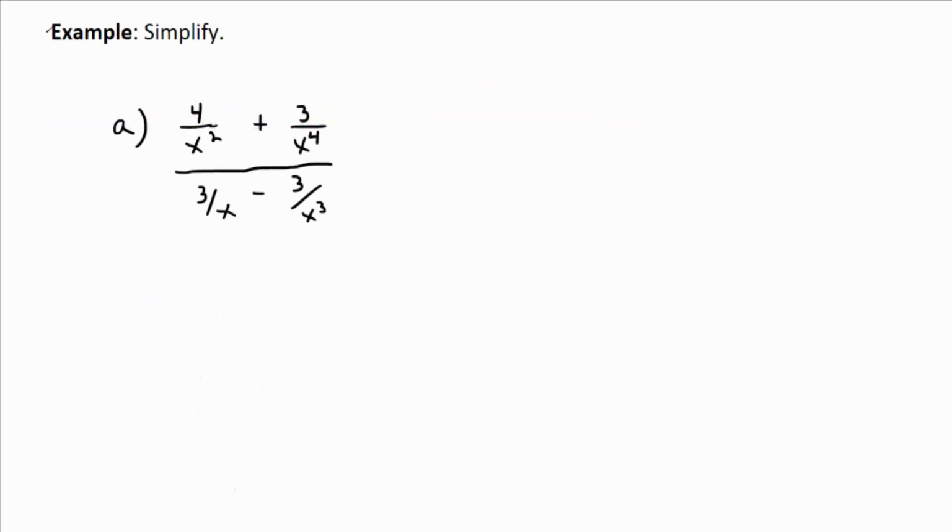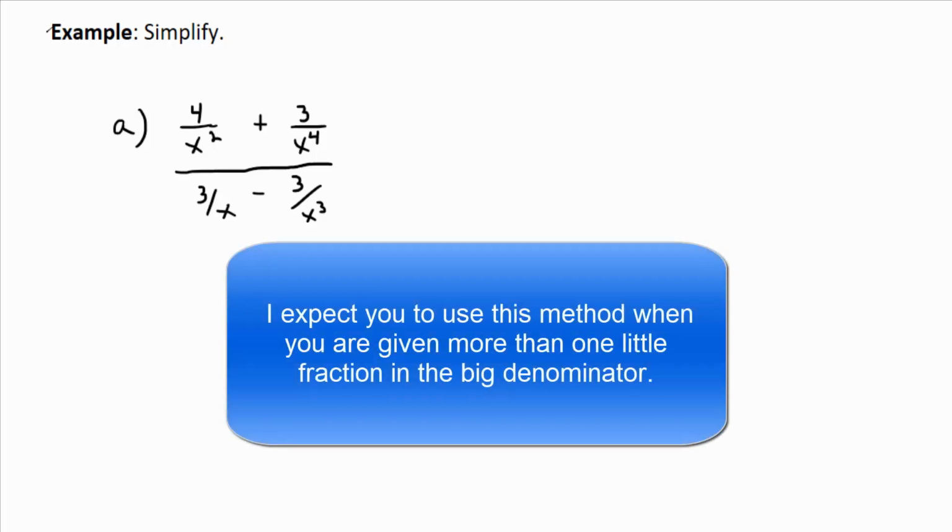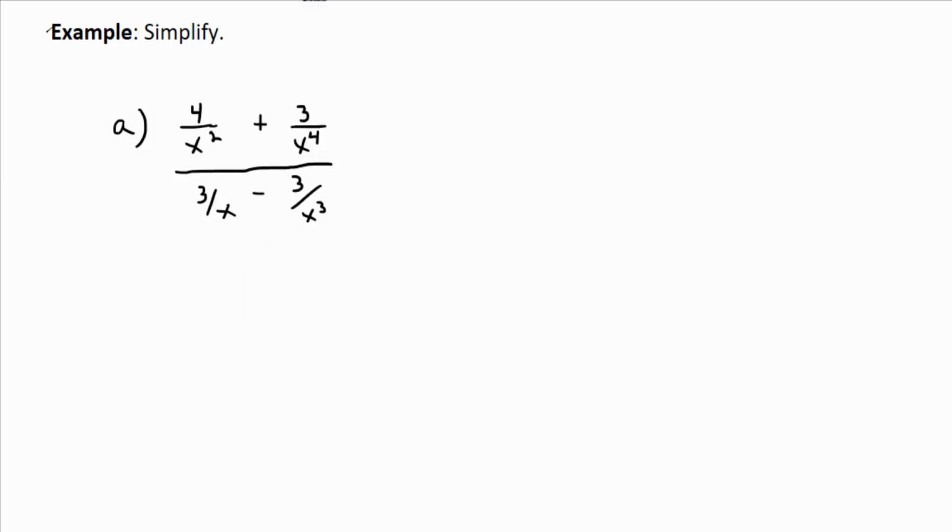Okay, so notice what we have. Does everybody see the big fraction? What is the numerator of the big fraction? Yeah, the numerator of the big fraction is this whole thing, 4 divided by x squared plus 3 divided by x to the 4th. What's the denominator of the big fraction? That guy, right? 3 divided by x minus 3 divided by x cubed.